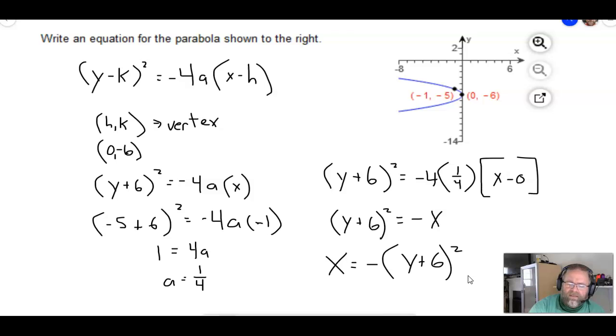If you're using the normal vertex formula, that's the one where y is equal to a times (x minus h) quantity squared plus k, with the a in front there. You can also do it that way, but this is just how the book is doing it here, so I want to make sure that you know how to do it this way as well.